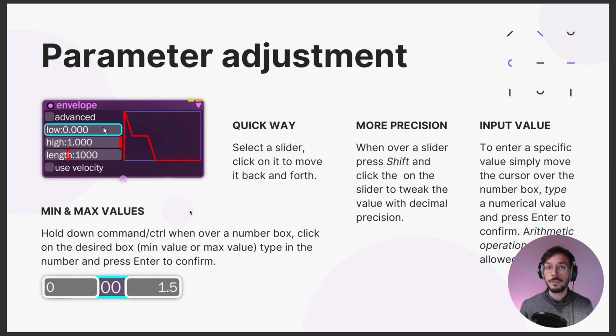There are situations where you want to set a minimum and maximum value, and the default ones are not good for your performance or for your needs. So to set a minimum and maximum value, you can hold Command or Control if you're a Windows user. And when you're over a number box, click on the desired box. The leftmost is the minimum value, while the rightmost is its maximum value. And you simply type the number and press enter.